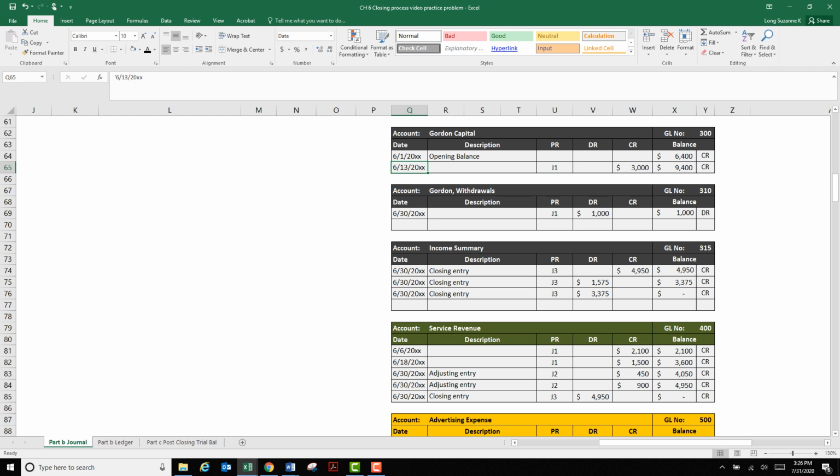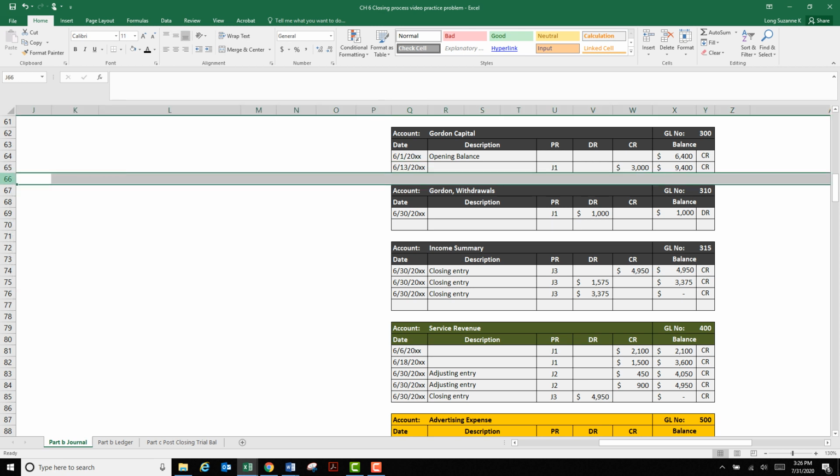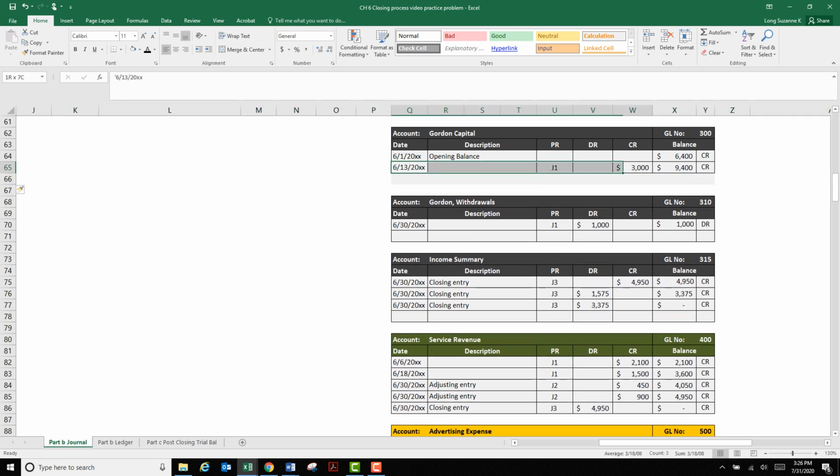Oh, I don't have a space for capital. I'm going to insert a row. I'm going to copy and paste that down. That'll just give me a nice spot for formatting. Okay, so now I've got a space for capital. Closing entry. And this is an increase, $33.75, net income, increase capital. So I've got credit plus a credit is going to make a bigger credit. Equals this one plus this one.